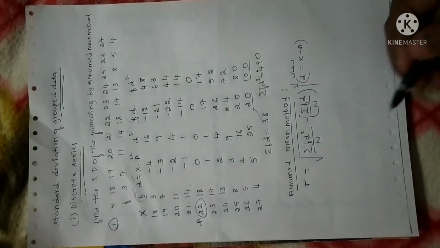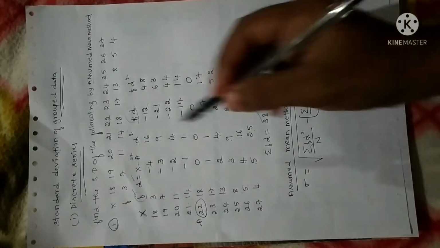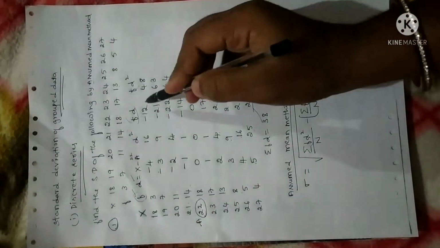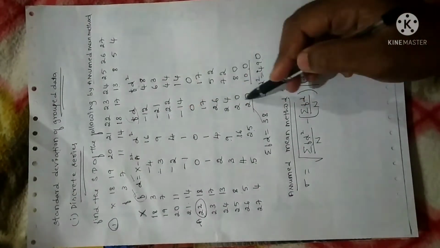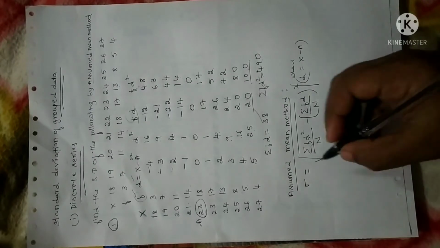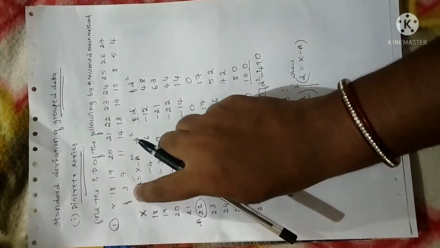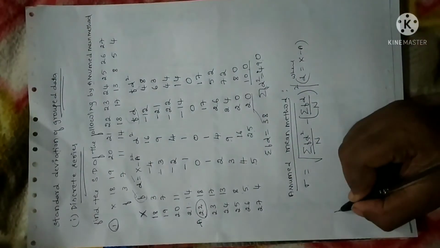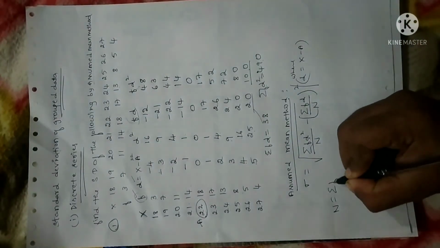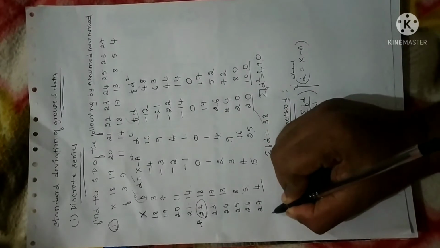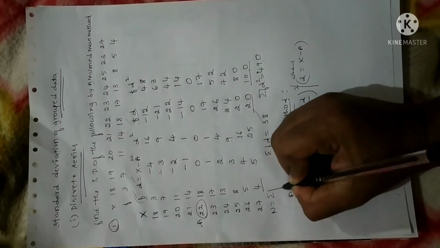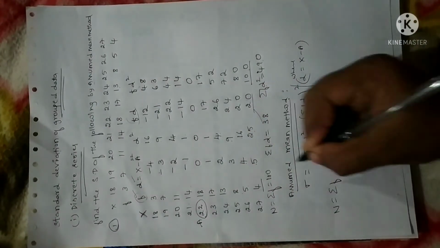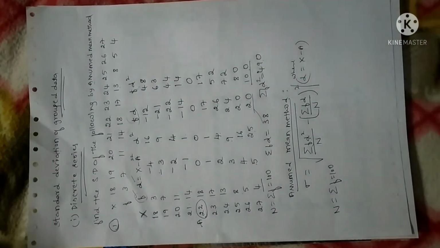I'm repeating once again. To find the value of sigma fd square, we have to add the fd square column. To find the value of sigma fd, you have to add all these fd values. Since it is grouped data where both x and f values are given, the n value will be the sum of the frequencies, remember. So you add all the frequency values, you will get 100. So the value of n is 100.